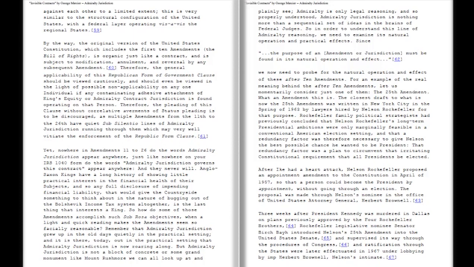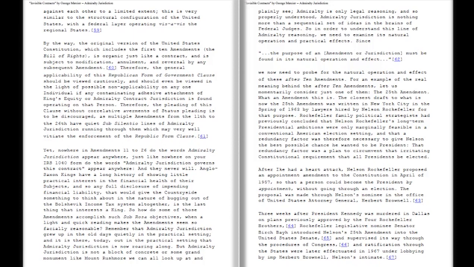So how do some of those amendments accomplish such sub rosa objectives, when a light and quick reading makes the amendment seem so facially reasonable? Remember that admiralty jurisdiction grew up in the old days quietly in the practical setting, and it is there, today, out in the practical setting, that admiralty jurisdiction is now roaring along. But admiralty jurisdiction is not a block of concrete or some grand monument like Mount Rushmore we can all look up at and plainly see.